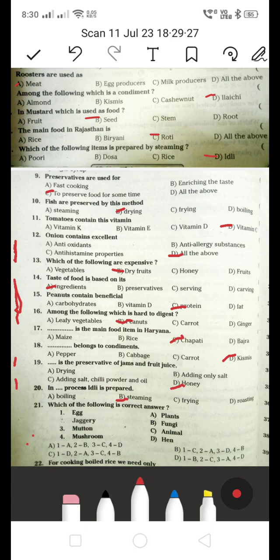It's 1 D. And next, jaggery anedi ekkada nunchi ostadi? It's plants nunchi ostadi. So it's 2 A. And mutton anedi ekkada nunchi ostadi? It's animals nunchi ostadi. So it's 3 C. And next, mushroom anedi ekkada nunchi ostadi? It's B, fungi. So C is the correct answer for this question.